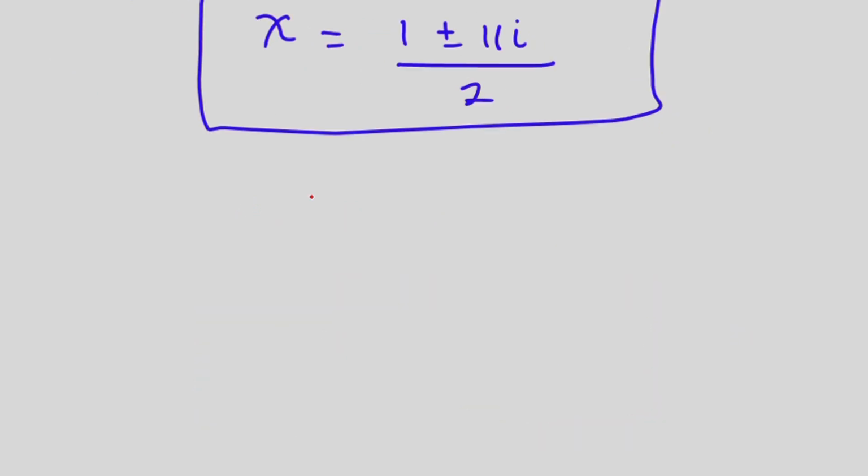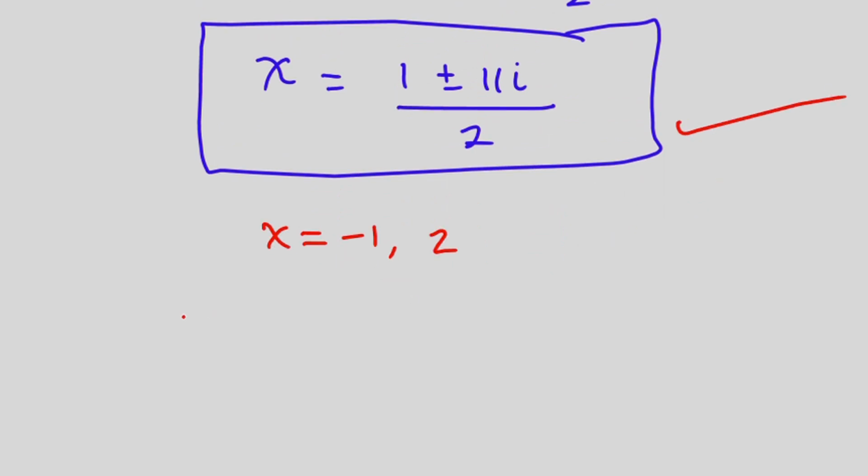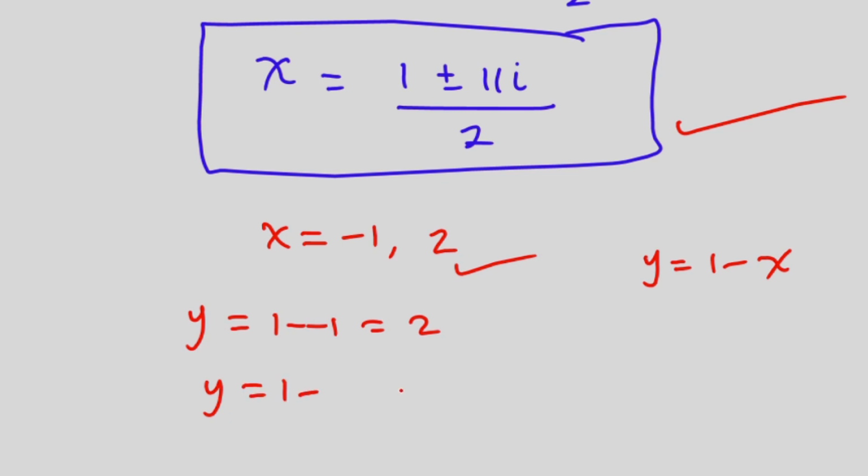The next thing we are going to do is, since we know x is equal to 2, x is equal to negative 1, as well as x is equal to this, what is y? Remember, initially we let y equal to 1 minus x. So when x is equal to negative 1, we have 1 minus negative 1, which is equal to 2. Then when x is equal to 2, we're going to have 1 minus 2, which is equal to negative 1.